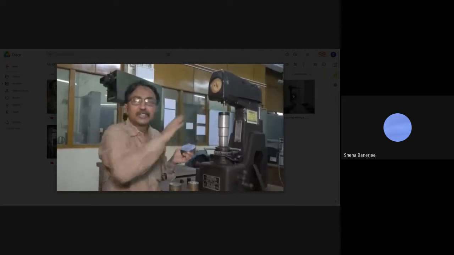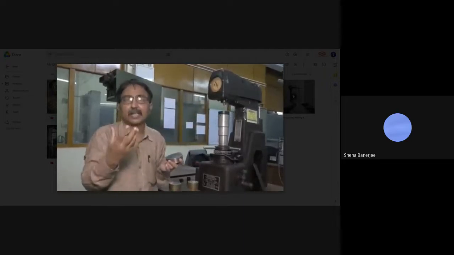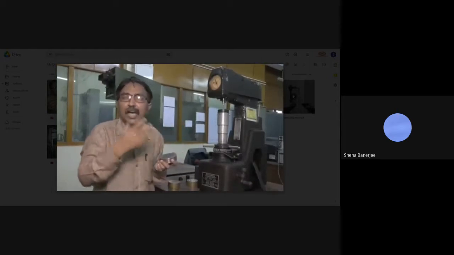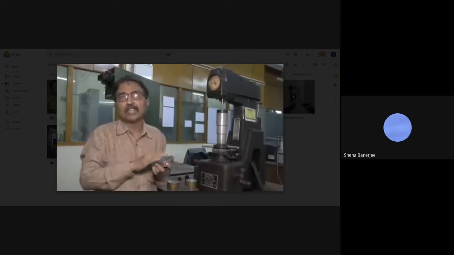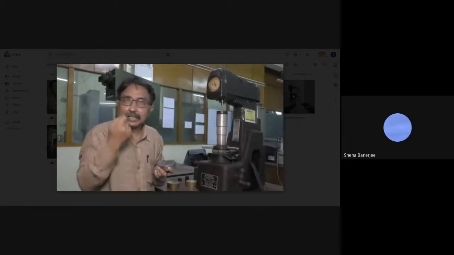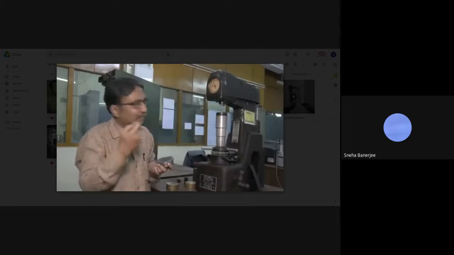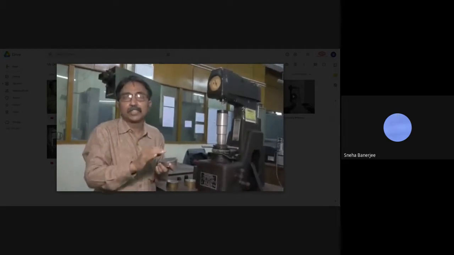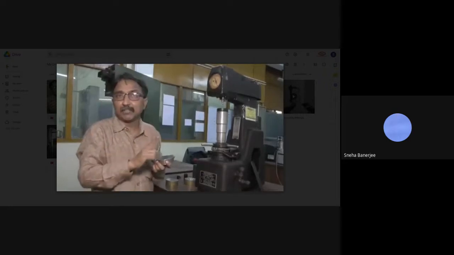The machine itself gives us a simple technique. There is a simple calibration by which I can find out how much actually is the depth of penetration. The dial will give me numerical data, and from that numerical data, using a particular formula, using a particular concept, we can find out the depth of penetration.